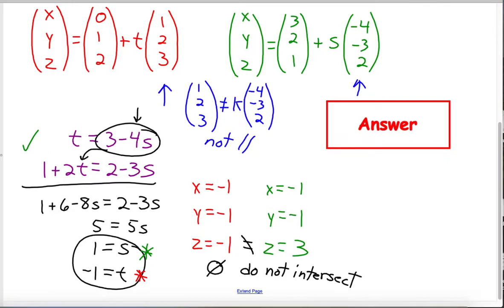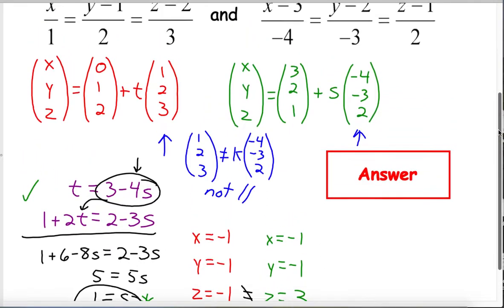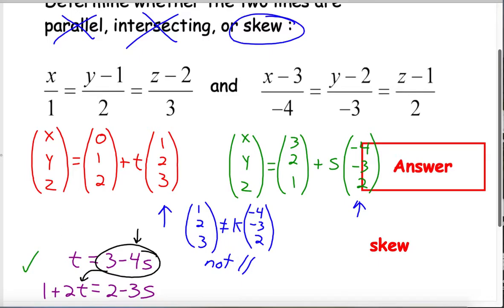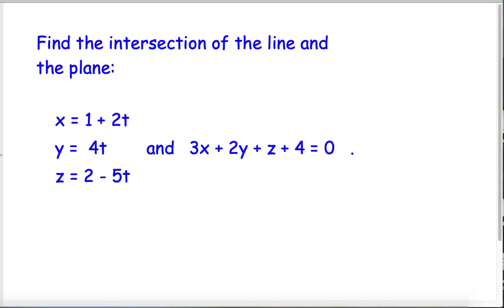So the direction vector of the lines, one was not a scalar multiple of the other, so they're not parallel. And they don't intersect, there's no point of intersection, so by default, these two lines must be skew. Let's look at another one.